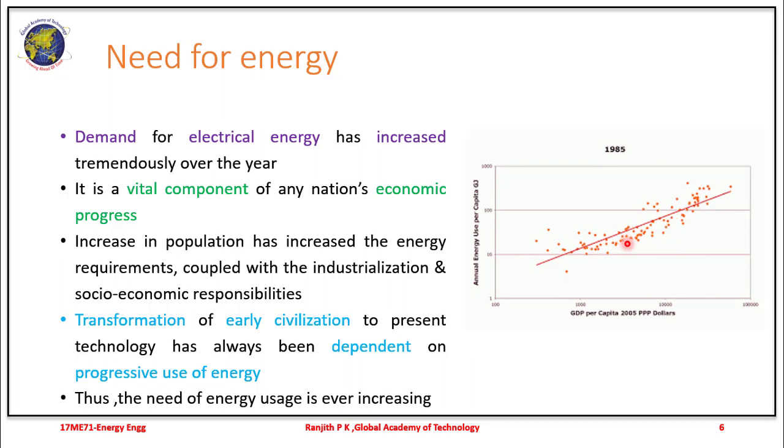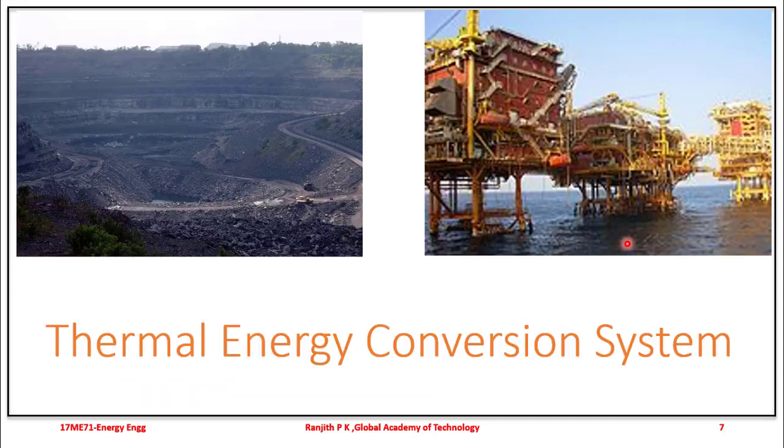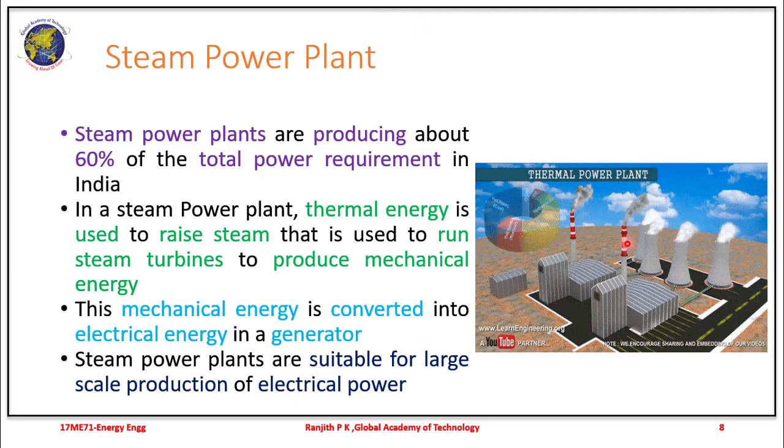Increase in the population has also increased the energy requirements, and industrialization also added to this. The transformation of civilization to the present day has always been dependent on the progressive use of energy, and thus we can say that the need for energy use and the availability of energy is always ever increasing. We now look at the various aspects of thermal energy conversion systems.